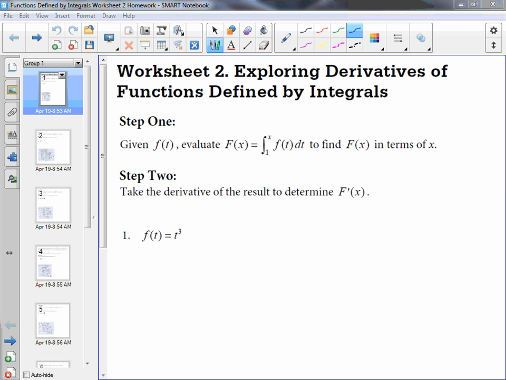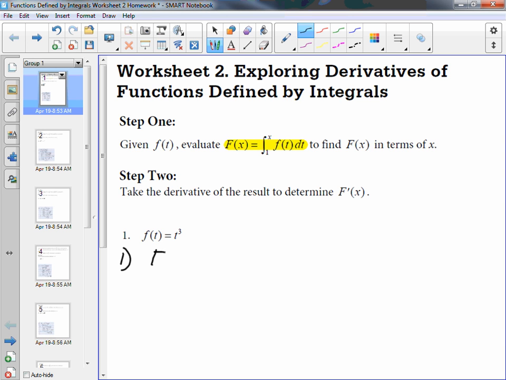So we have our function defined as an integral, okay? And they want us to find capital F of x in terms of x, meaning find capital F of x as a regular function, not a function of an integral, or not an integral function, okay? So no more integral sign. So that's what we're going to do here on number 1. This will be step 1, okay?